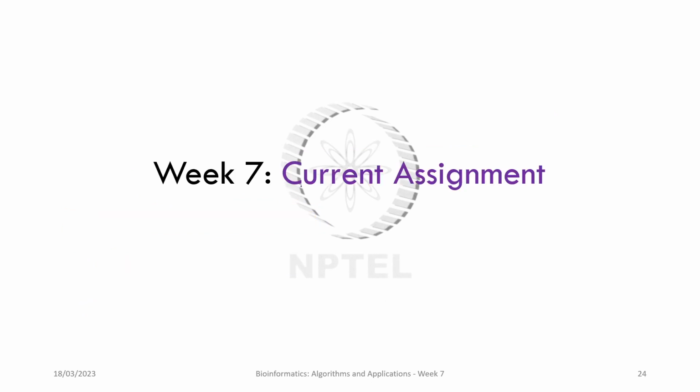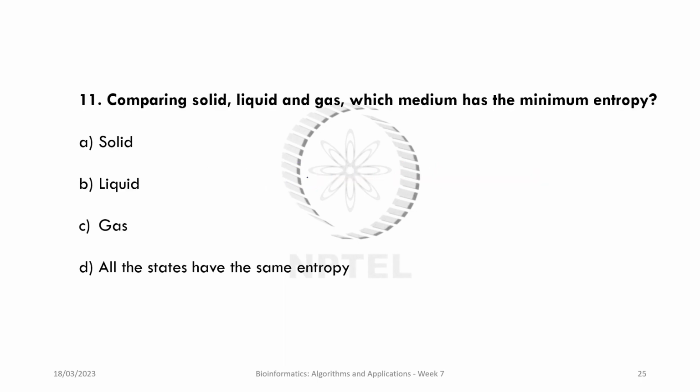Right? So let's quickly go through week seven's assignment. I think you are all aware of the answers and have already finished and submitted the assignment. Question 11. Comparing solid, liquid, and gas, which medium has the minimum entropy? A. Solid, B. Liquid, C. Gas, D. All the states have the same entropy.